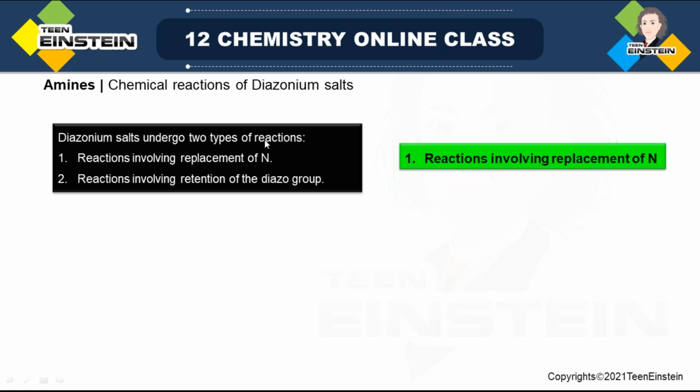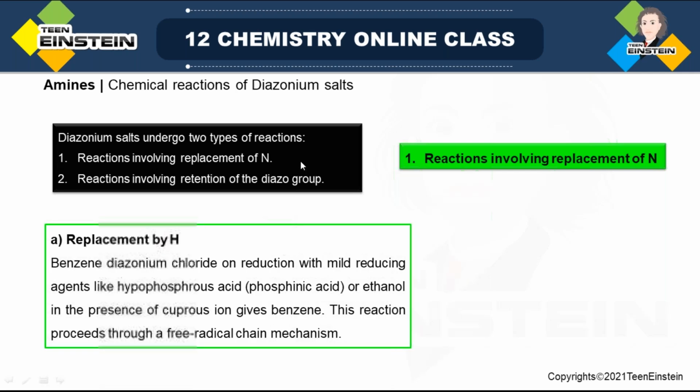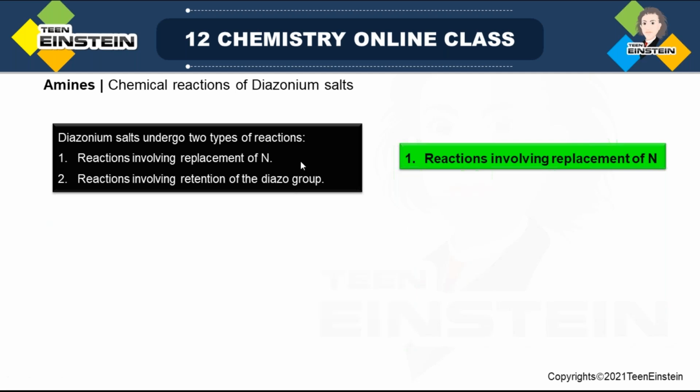The first type is where the diazonium part, I mean the N2 group, removes itself. So it is replacement of nitrogen. That is one type of reaction, and most of the reactions will be under this category. But another type is also there, which is retention of the diazo group. In other reactions the diazo group, that is the N triple bond N part, will be retained, but some reaction will also occur. So that is the difference. So the first type we have here is reactions involving replacement of nitrogen.